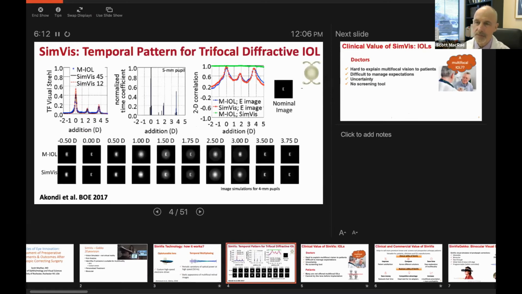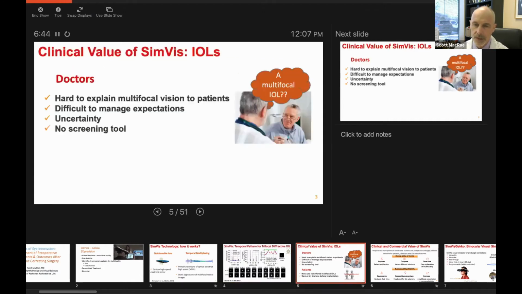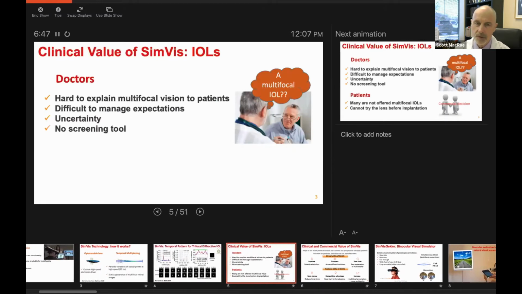So how did they actually set this up? The SimVis pattern was actually taken from defocus curves and actually simulates those defocus curves for different lenses. So you can take a multifocal IOL, put it on an optical bench, create a defocus curve for that, and then emulate that with the SimVis system. When Susana's group did that, they found that there was really excellent correspondence and very high correlation with the actual lens on the optical bench.